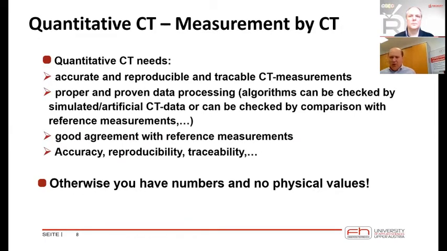So there's really a lot going on because you can get really quantitative values. But before you do this, you have to do an accurate, reproducible and traceable CT measurement. So you have to develop a proper and proven data processing pipeline. The algorithms have to be checked carefully. There has to be a good agreement with reference measurements so that you have overall a good accuracy, a good reproducibility, a good traceability. Then you can get physical numbers.